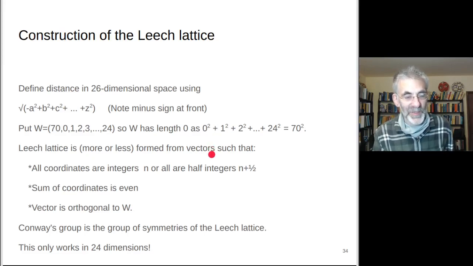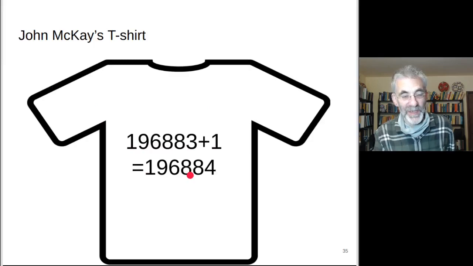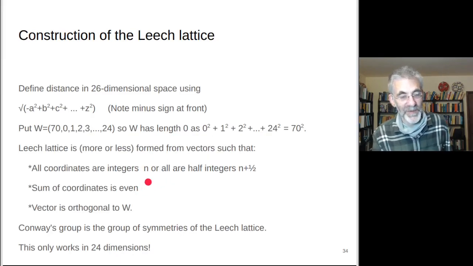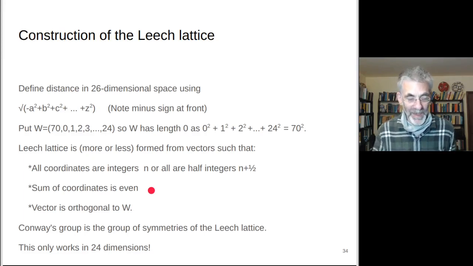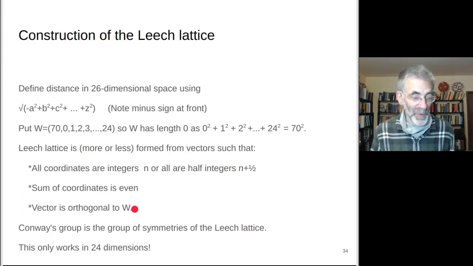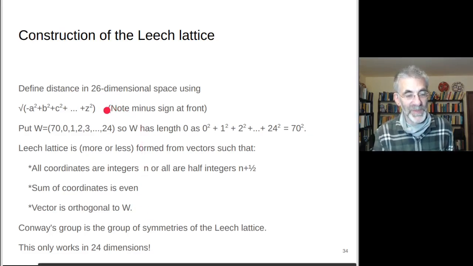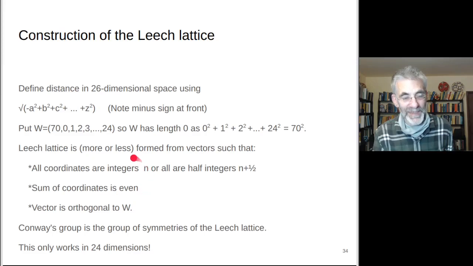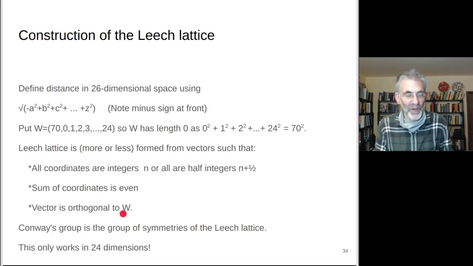And the Leech lattice can now be constructed from vectors in this 26-dimensional space such that, first of all, the coordinates are either all integers or all integers plus a half. And the sum of the coordinates is even, so these two conditions are rather like what we had for the E8 lattice. And the third condition is that the vector has to be orthogonal to the vector w, meaning its Lorentzian inner product with w is zero. Strictly speaking, we should also quotient out by w, but I won't worry about that too much. So Conway's group is more or less the group of automorphisms of this funny lattice defined by the first two conditions that also fix this vector w. This weird construction only works in 24 dimensions. There doesn't seem to be any good analogue of it in any other dimension. There's something very odd about 24.